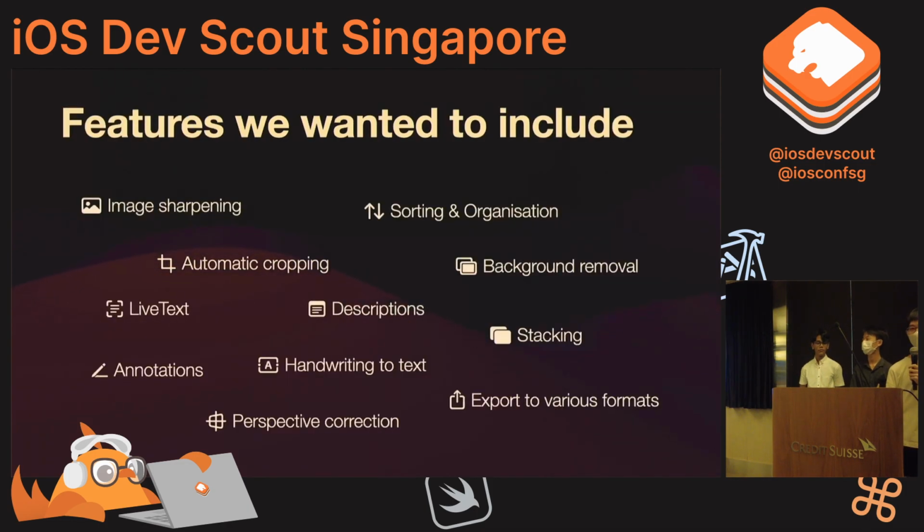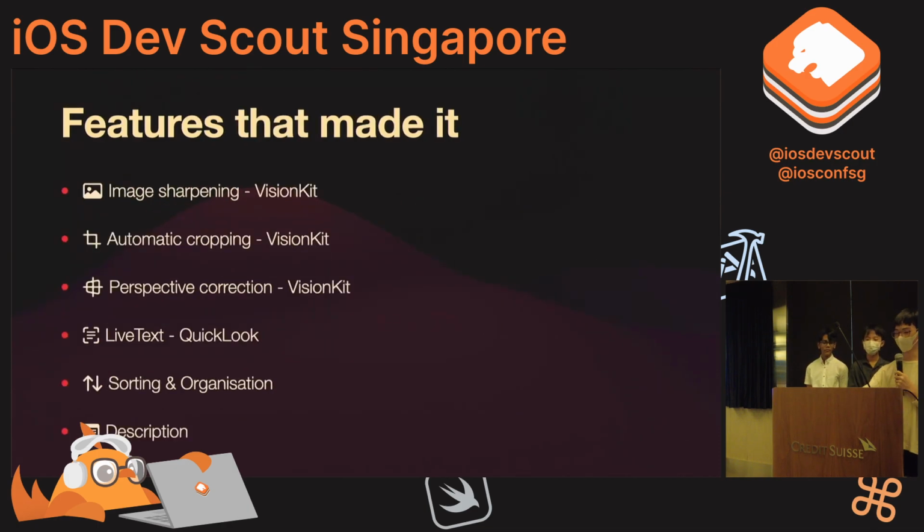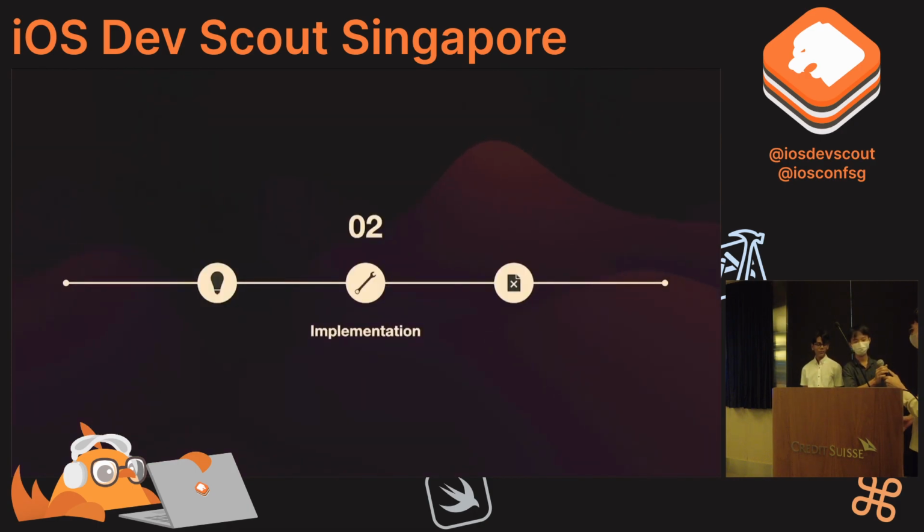And these are all the features that we wanted to include initially. It's quite ambitious: image sharpening, stacking, sorting and organization, which we first pictured as folders. But these are the features that we ended up with. There were no folders, but we managed to implement some tags, which works. Okay, so off to implementation.